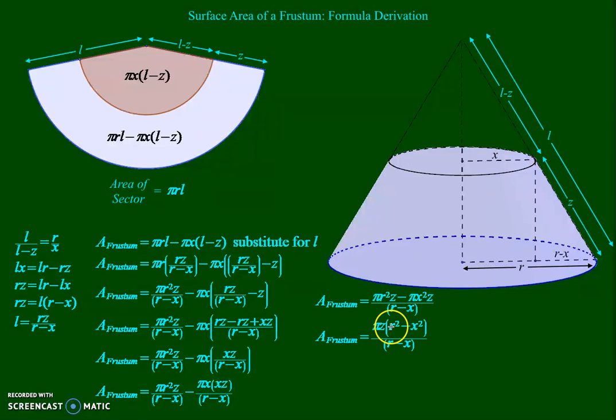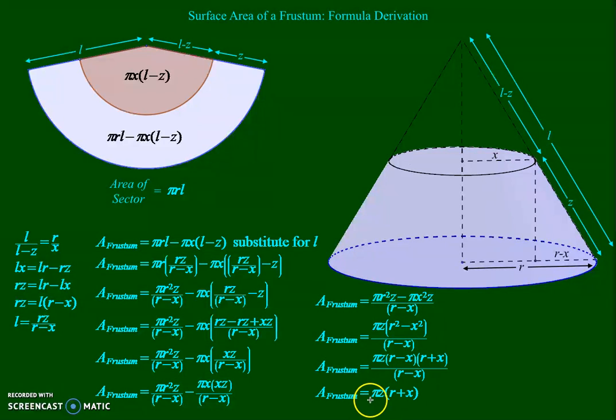And this difference of two squares is going to factor into R minus X, R plus X, and that's going to give us a cancellation opportunity with this guy. Now when we cancel out this R minus X, you can see the reason why we had to have this term expressed with an R minus X in the denominator. It's because of this cancellation here, which is going to give us the final form of the lateral area of our frustum. And here it is.